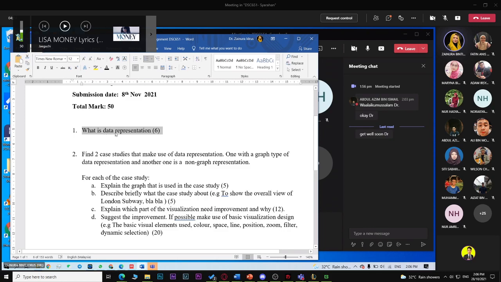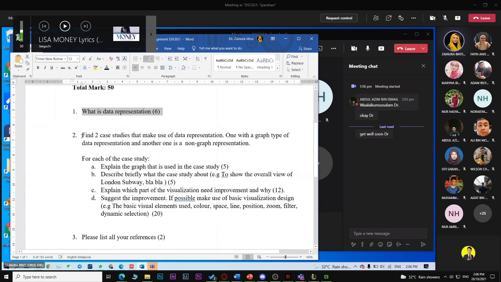So here, what is data representation? Even though the mark here is 6, it does not mean you put 6 points. Minimum is 6 points. I want you to put more because I want to see the depth of your understanding. If I can see that you really understand what is data representation, you get marked for it. And then here, find 2 case studies that make use of data representation. One with a graphic type of data representation, and another one non-graphical representation.